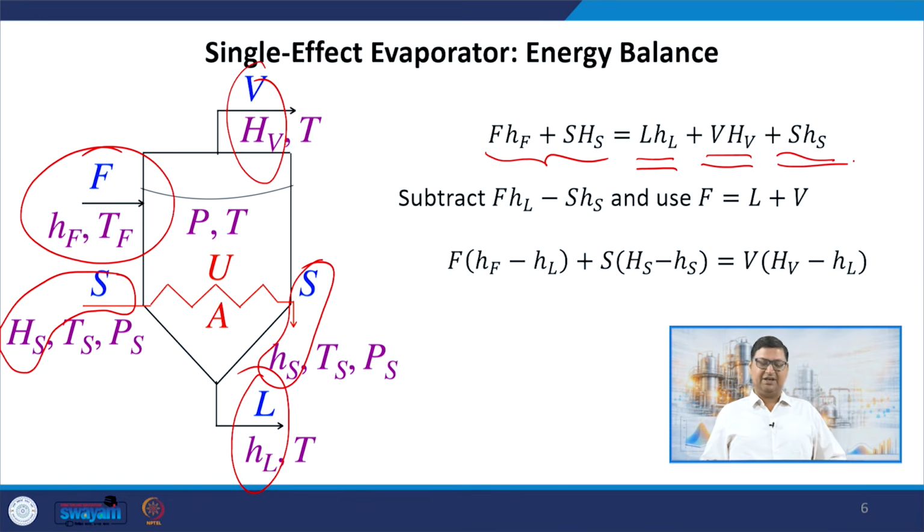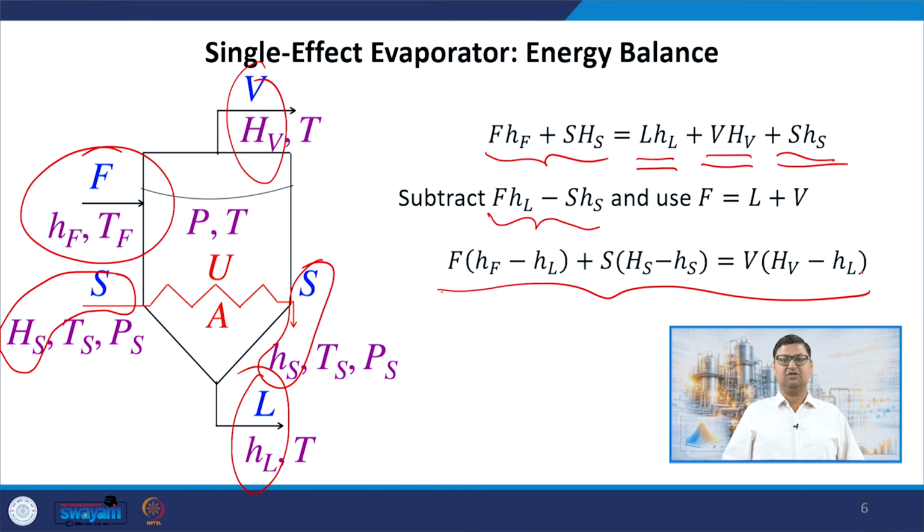In order to simplify this, I am going to subtract this quantity from both sides. This will be some kind of a reference, and we will see how it is useful. And if I do that, then we get an equation of this form. So, rather than talking about absolute value of enthalpy, now we are talking about enthalpy differences.